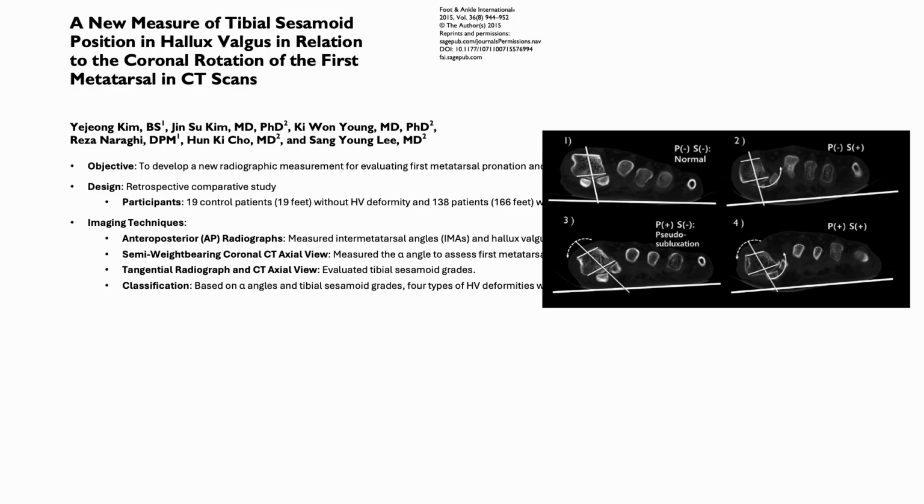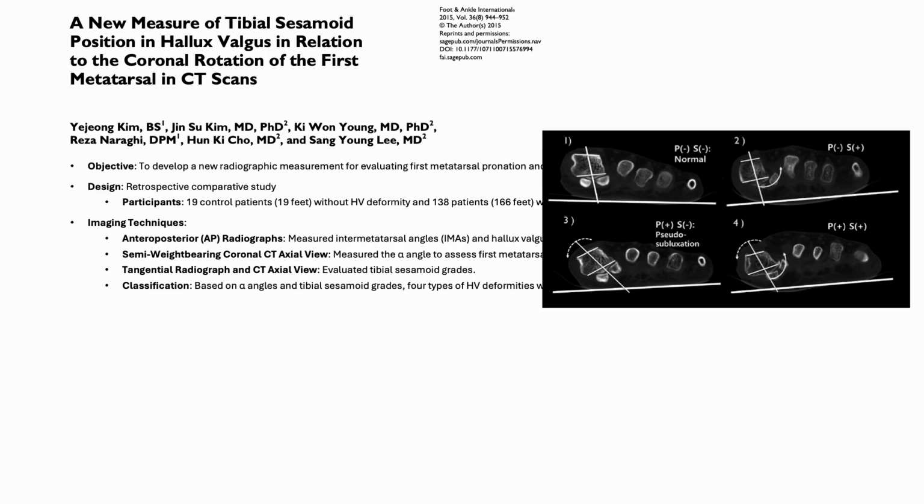1 is a normal joint. 2 is a non-normal joint where the sesamoids are subluxing, but there's no pronation of the metatarsal. 3 is where there's pronation of the metatarsal, so it's pronating, and there's no subluxation of the sesamoids. And then 4 is where there's pronation and sesamoid subluxation. Number 3 is pseudo-subluxation, where you look on that AP view and it looks like the sesamoids are subluxed, but it's actually just metatarsal pronation, so it can confuse us.